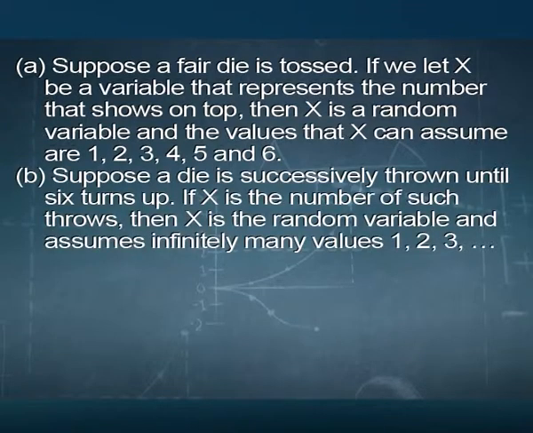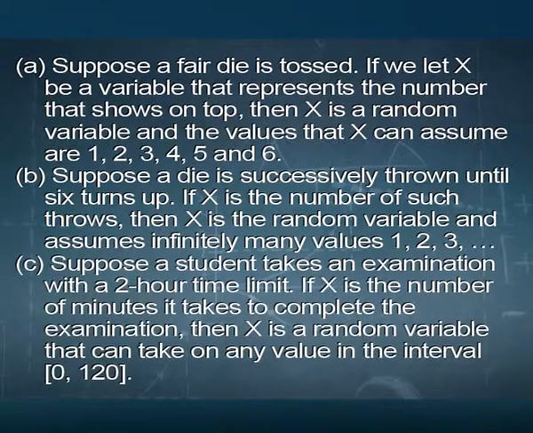Second example, suppose a die is successively thrown until 6 turns up. Now in this case, if X is the number of such throws, then X is a random variable and assumes infinitely many values, like it can take 1, 2, 3 and so on. Third example, suppose a student takes an examination with a 2-hour time limit. If X is again the number of minutes it takes to complete the examination, then X is a random variable that can take on any value in the interval 0 to 120.